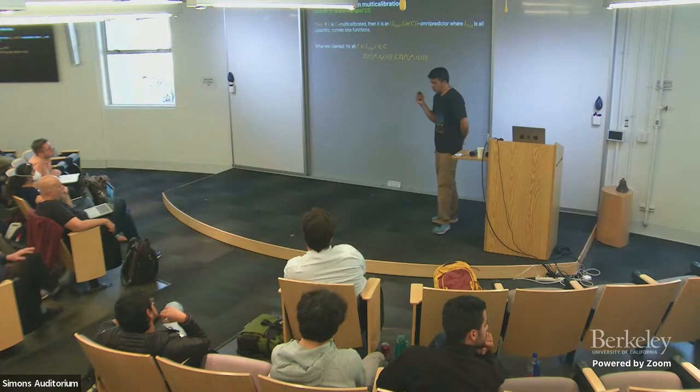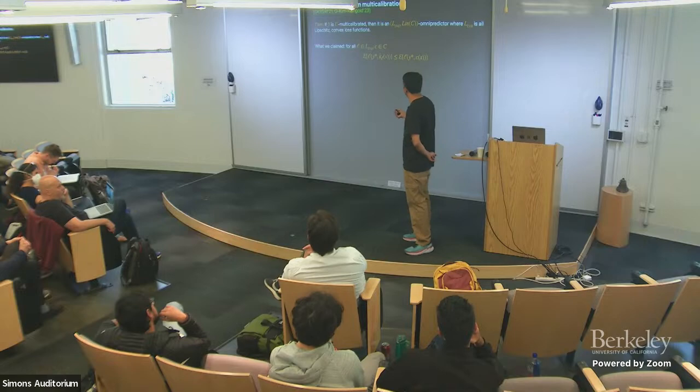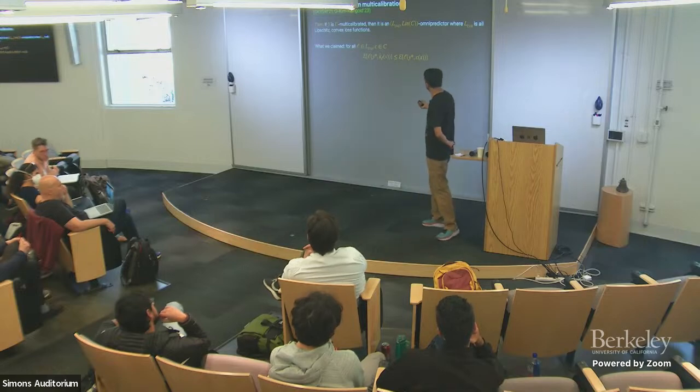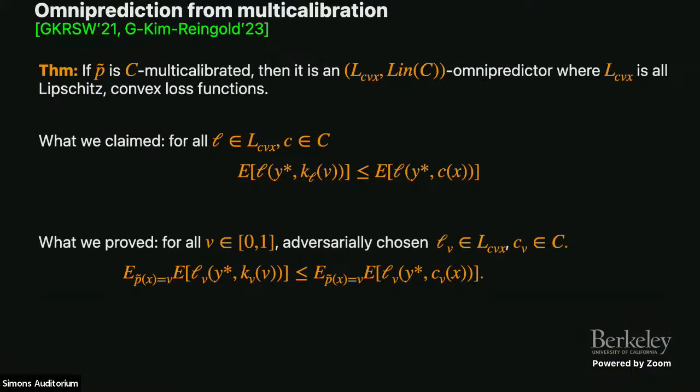Okay. I just want to make the observation that we got a little more than we advertised at first. What we claim is that for all losses and Cs, the omnipredictor will do better than the hypothesis C. But if you look at the proof carefully, what we said is, let's fix a prediction value. Now we can deal with any loss as long as it comes from the family L, any hypothesis as long as it belongs to the family C. And conditioned on this prediction value, our omnipredictor is doing better than this hypothesis on this loss function.